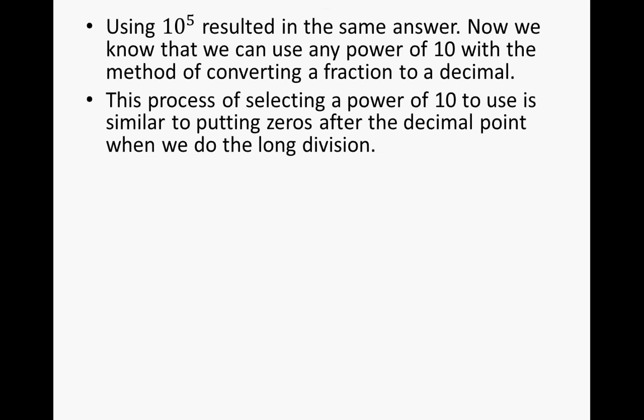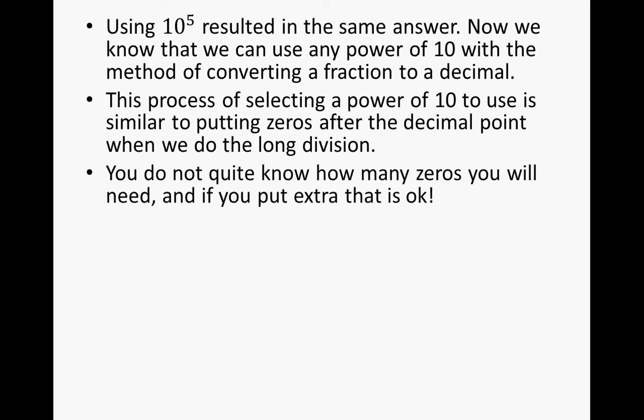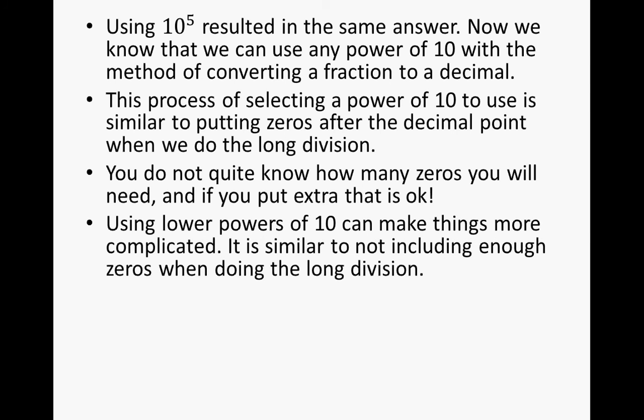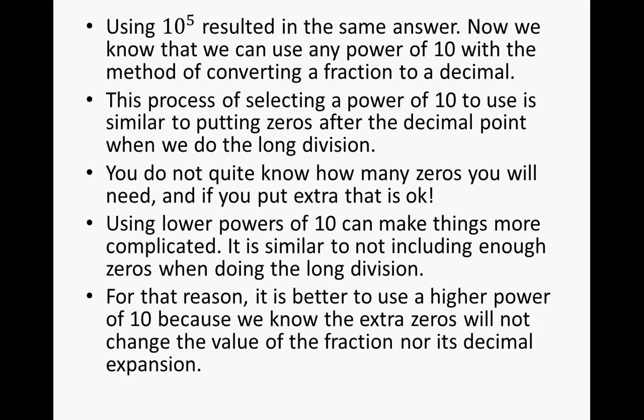Now that we know, we can use any power of 10 with the method of converting a fraction to a decimal. This process of selecting a power of 10 to use is similar to putting zeros after the decimal point when we do long division. You do not quite know how many zeros you will need, and if you put an extra one, that is okay. Using lower powers of 10 can make things more complicated. It is similar to not including enough zeros when doing the long division. For that reason, it is better to use a higher power of 10 because we know the extra zeros will not change the value of the fraction nor its decimal expansion.